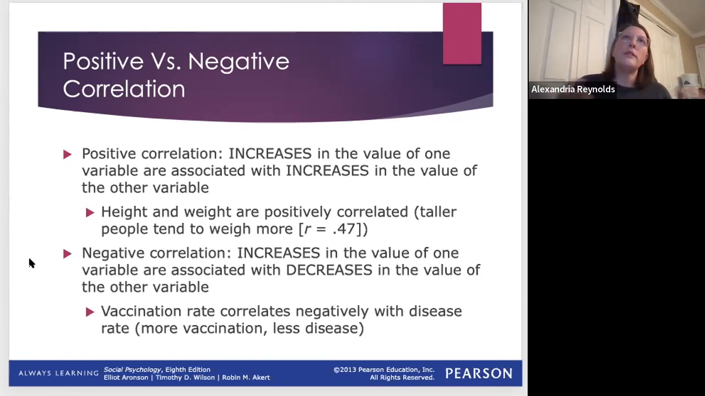If we were to use our example of violent TV watching, as a child watches more violent TV, they act less aggressively. That would be an example of a negative correlation. Does anybody have any questions about the sign that goes before the value? Let's say that this particular vaccination rate correlation was 0.47. This would go R equals negative 0.47. So this would show us a negative value because it's a negative correlation.